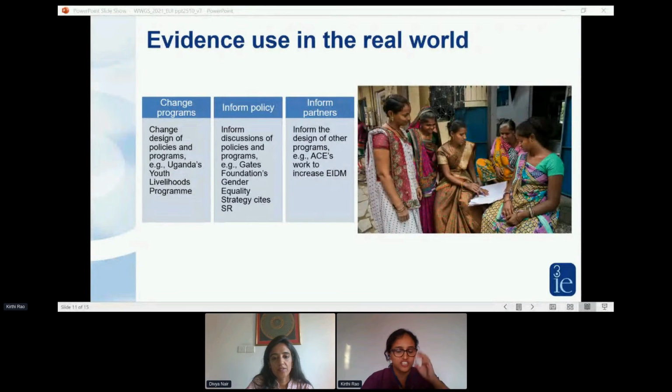So the Gates Foundation actually uses a 3i supported SR in its empowerment model. This model actually guides its investments, supporting the foundation's gender equality strategy. Another example, which we have recently come across, is an instance of informing other programs.